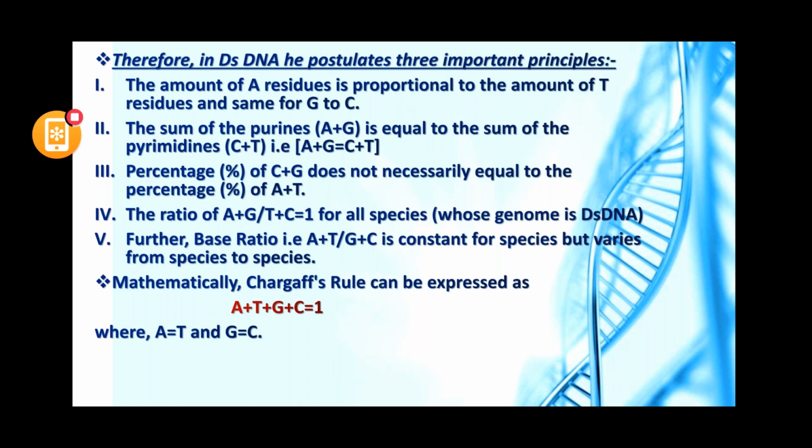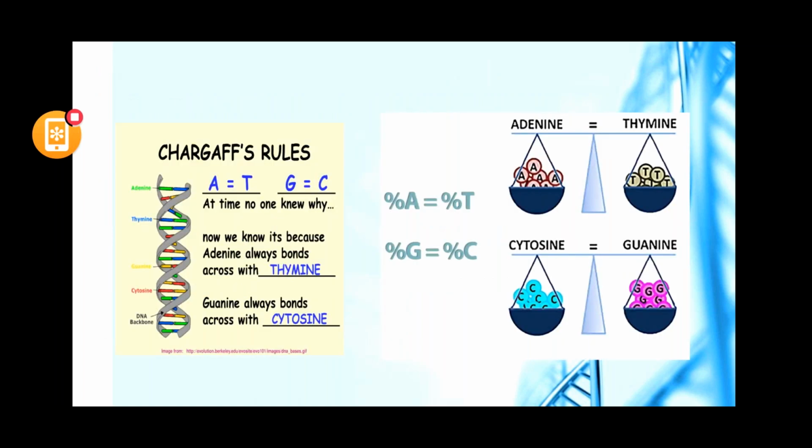Now from all these points, mathematically we say that Chargaff's rule can be expressed as the composition A plus T plus G plus C is equal to 1, where we came from the principles that A is equal to T and G is equal to C. Now the same you can see in the figure.